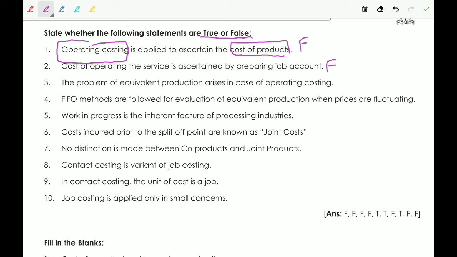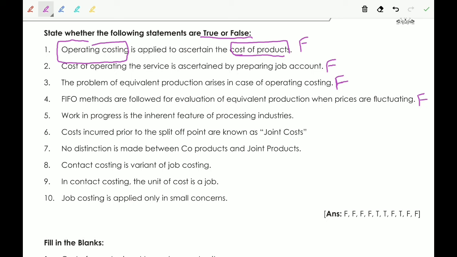Next, third one, the problem of equivalent production arises in case of operating costing. No, it is a false statement because equivalent production is in process costing. Next, fourth one, FIFO method is followed for evaluation of equivalent production when prices are fluctuating. It is also a false statement. We use average method when prices are fluctuating.